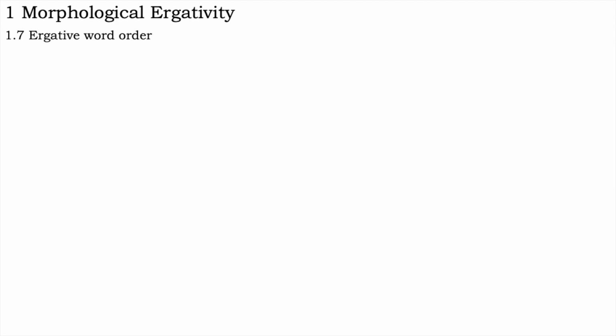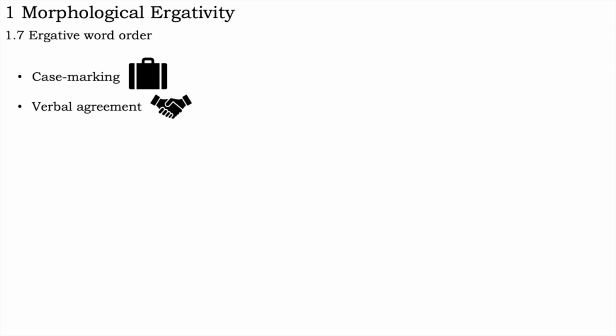Ergative word order. So far, we have seen that ergative marking of arguments can manifest in case marking, through a case system with ergative and absolutive cases, as well as in verbal agreement, through the use of separate agreement affixes for ergative and absolutive arguments. So it seems only natural to ask, can ergativity manifest in word order as well?